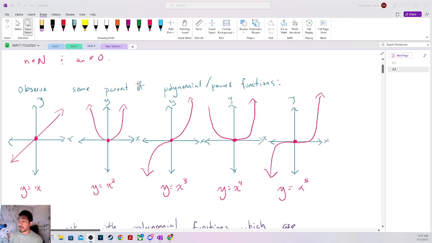So, let's observe some parent polynomial slash power functions. We've already seen some, but let's revisit some. If I have y equals x, it's just a straight line crossing through the origin with slope of 1. I can have a quadratic, y equals x squared. I can have a cubic, y equals x cubed. I can have a quartic, y equals x to the fourth. And I can have a quintic, y equals x to the fifth.